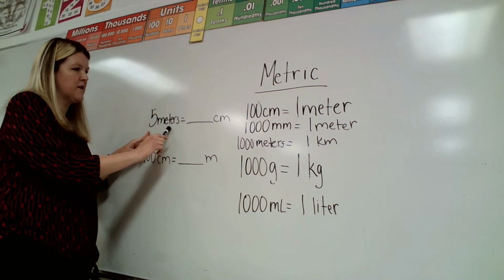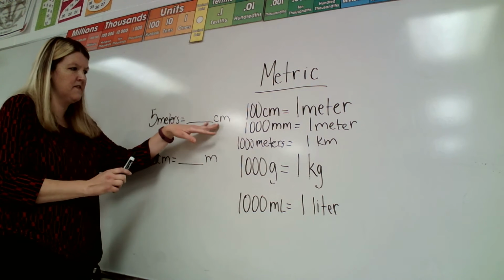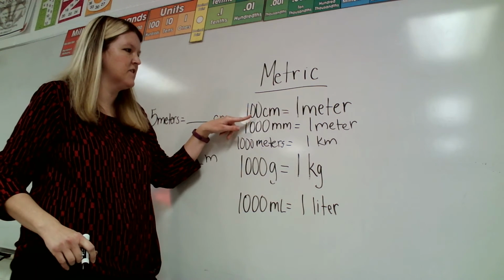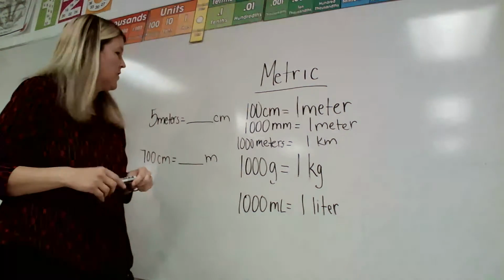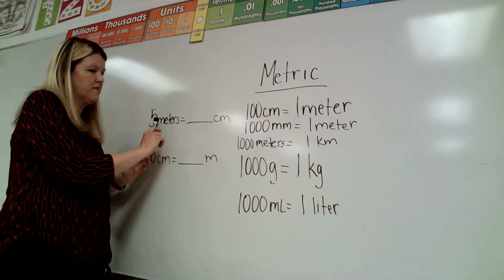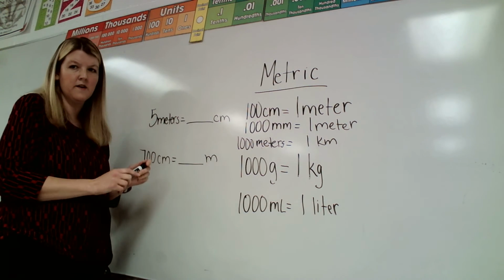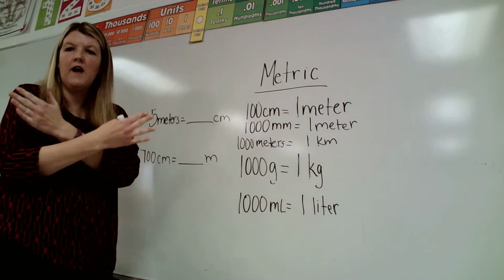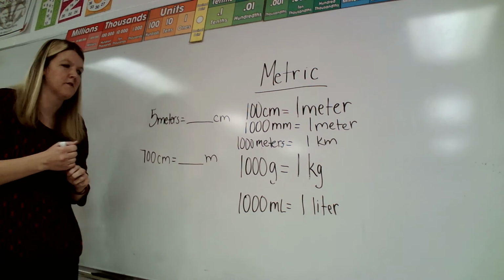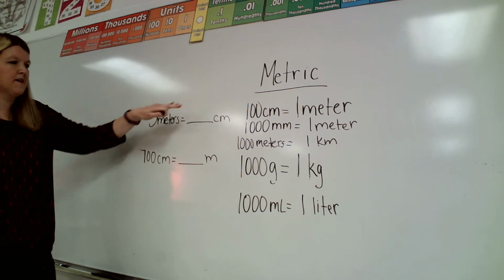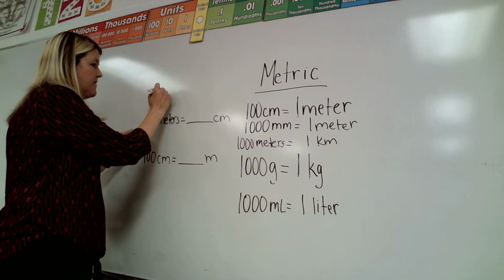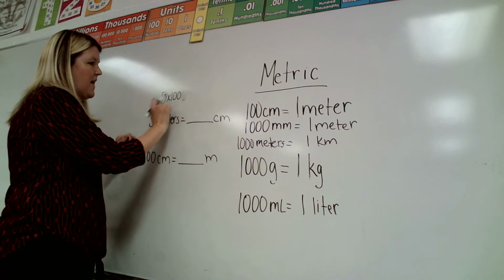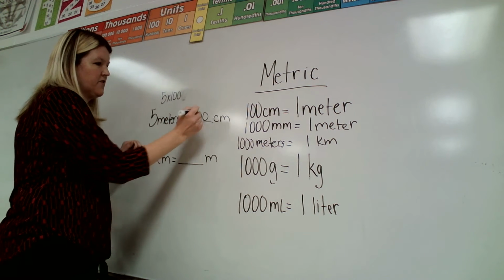So if I had 5 meters and I'm changing it to centimeters, 5 meters to centimeters, I can look over here and there are 100 centimeters in 1 meter. So remember, the meters are the bigger one. So I'm going from the larger unit to the smaller unit. So I'm going to multiply. So when I go from large to small, I multiply. Now that can help you remember that too. So 5 times 100. So this is where it gets a little bit easier because we're multiplying by powers of 10. So 5 times 100 gives me 500 centimeters.